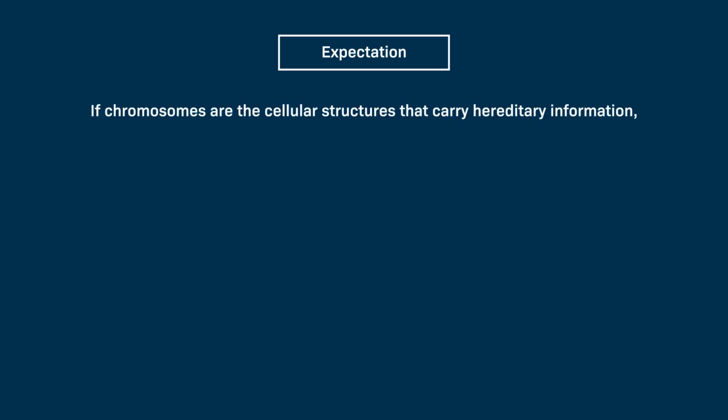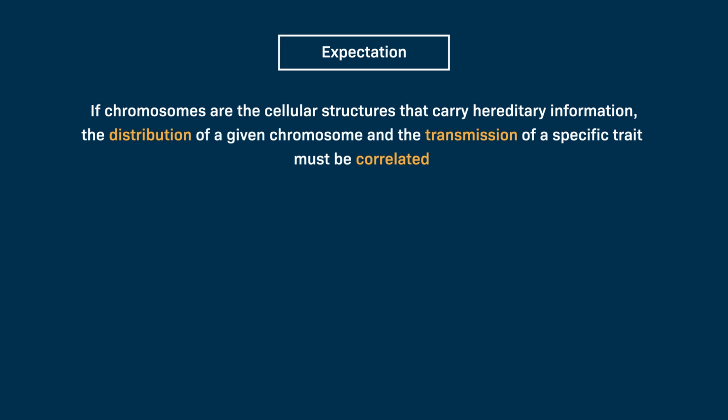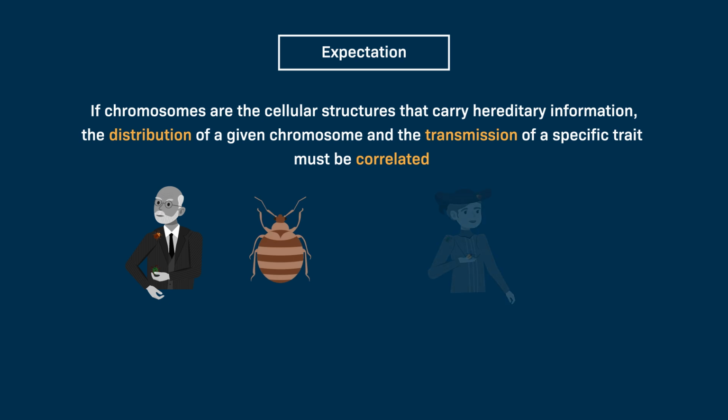Now let's look at the association between chromosomes and traits. The expectation is that if chromosomes are the cellular structures that carry hereditary information, the distribution of a given chromosome and the transmission of a specific trait must be correlated. This was demonstrated by Wilson, who performed an analysis of chromosome morphology in insects called Hemiptera, also known as true bugs, and Stevens, who worked on beetles.